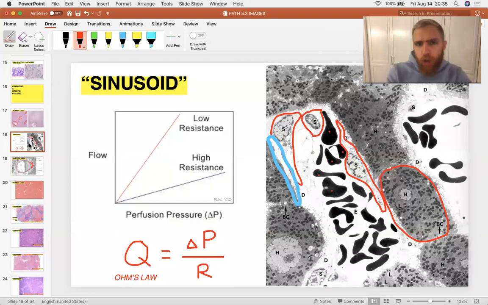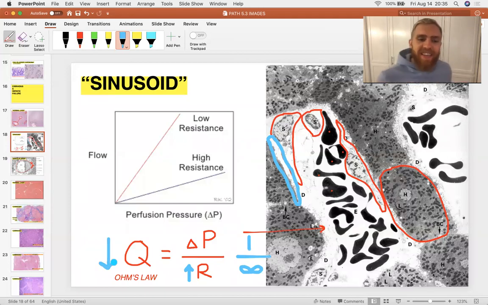So let's talk math now. Let's talk equations. Ohm's law of fluid tells us that if you crank up the resistance of these sinusoids that we're looking at in these two slides, you crank up that resistance and you keep the blood pressure the same, well, what's going to happen to flow? Well, it's approaching 1 over infinity, right? And so flow is just going to drop.